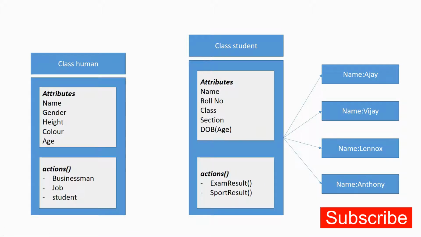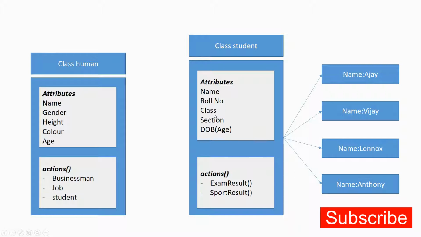Now take one more class. If I have these actions like businessman, job, and student, student itself can be another class. Why? Because a student has its own set of attributes. There will be certain attributes that can be taken from here, but it will have its own set of attributes. For this moment, let's focus on the student. It will have attributes, that is name, and you can see the name also comes from the class human. Then a student will have a roll number in a classroom.